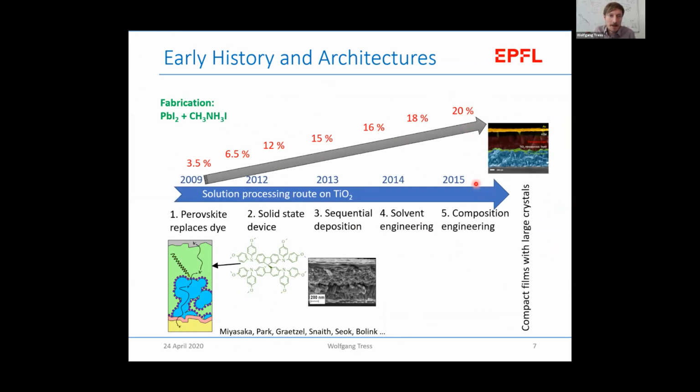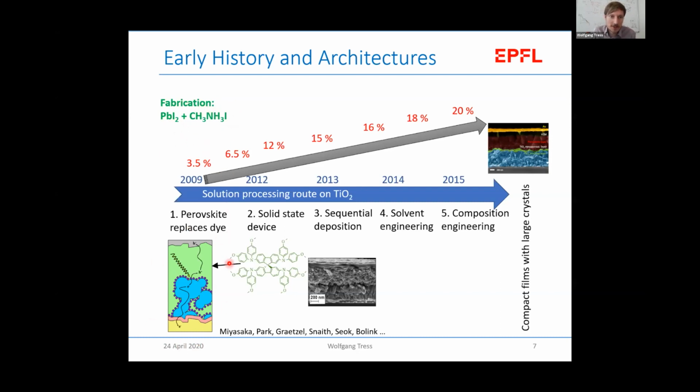we can see that it started with a route where we process the perovskite. We can just basically take the two salts, lead iodide and this methylammonium iodide, dissolve them, bring them somehow together, for example, sequentially or even in one solution, and then deposit a film, anneal it, and we can already form this material.